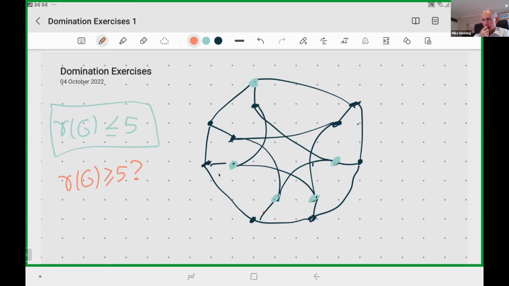Well, let's do it. Let's take a dominating set. So let D be a gamma set of G. So it's a minimum dominating set. And let's prove that D must have at least 5 vertices. So how would you do that? How would you show that any dominating set has at least 5 vertices?